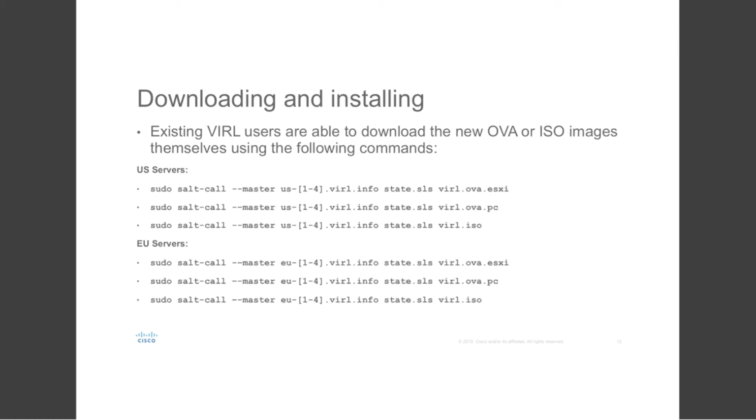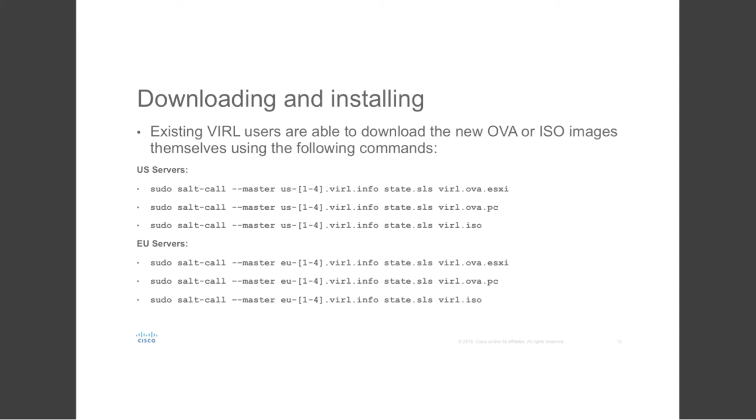If you are an existing VIRL user, you will be able to download the new image in a self-service manner. The US salt masters, so salt masters US-1, 2, 3, and 4, and EU servers EU 1, 2, 3, and 4 will be loaded with the OVAs and the ISO images. The OVA images are going to come out first. The ISO will follow along subsequently.